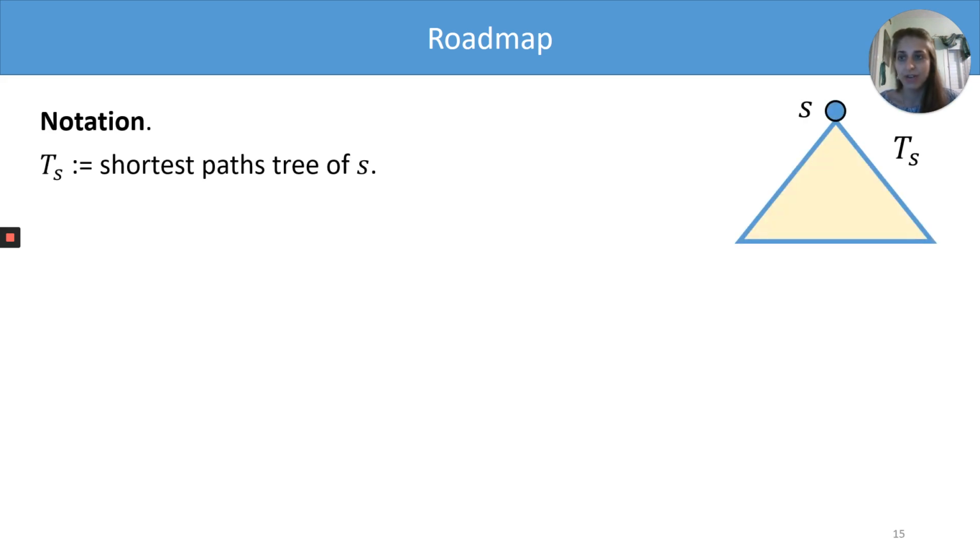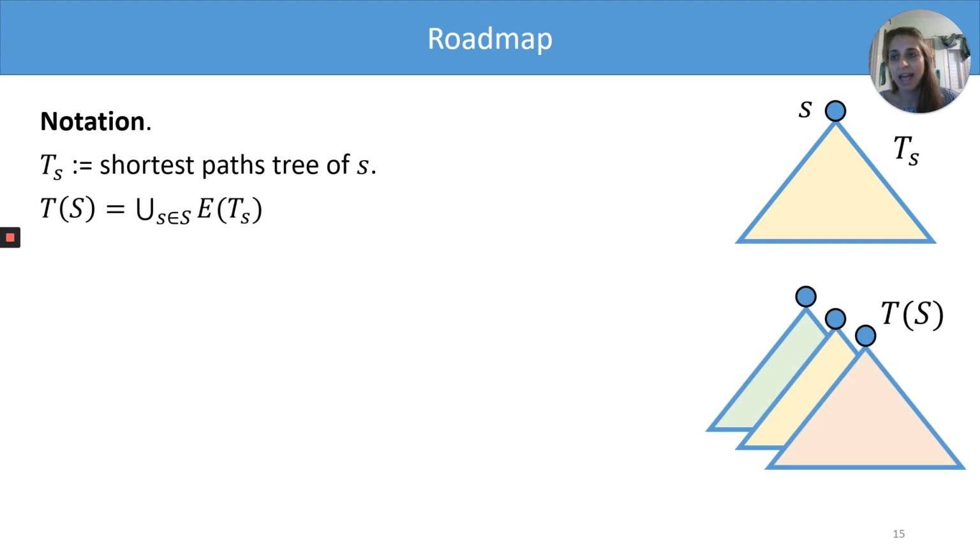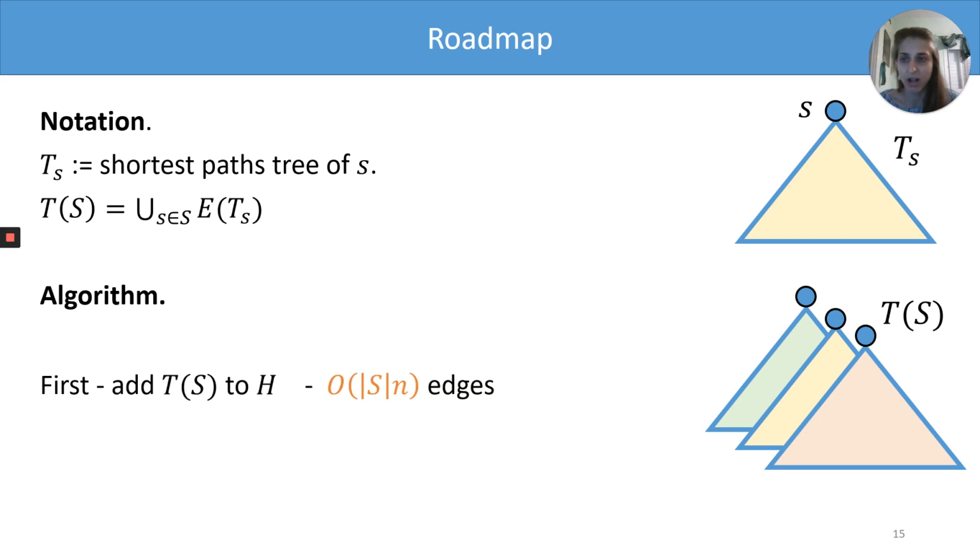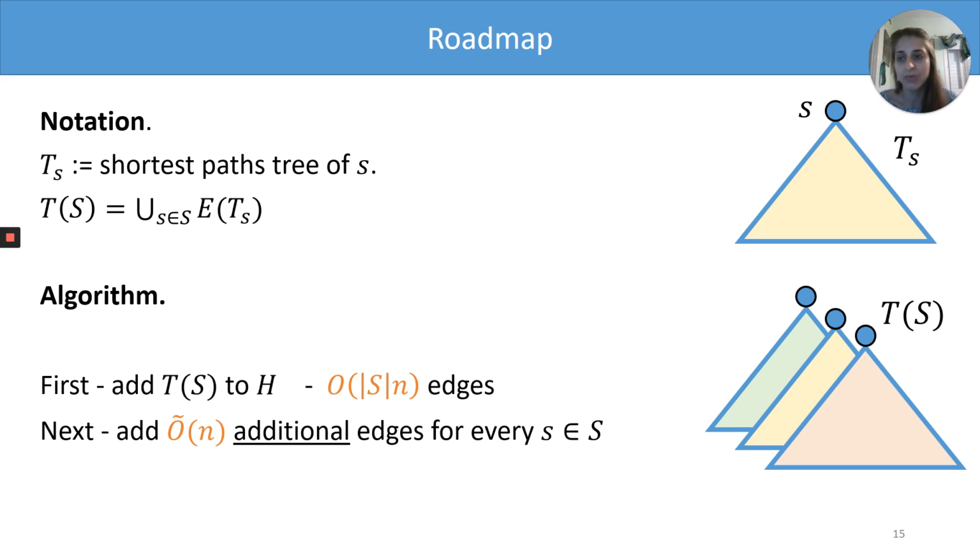So a bit of notation, we use T_S to denote the shortest path tree of S. You can think of the BFS tree in an unweighted graph. And T of big S is just the union of all these paths. So our algorithm is as follows. First, we add all of this shortest path tree to H, and this costs us O(sn) edges, O(n) edges for each tree. And next, we carefully choose n log n additional edges for every source node, ending with n s log n for the entire preserver.